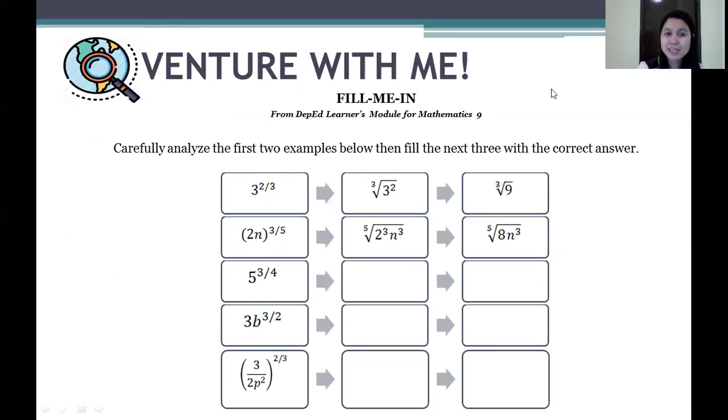Now, you see the pattern, 3 to the power of 2/3. Where do you see the exponent's numerator? Here. Where do you see the exponent's denominator? This one. How about the second one? Let's check. Where do you see the exponent's numerator? And where do you see the exponent's denominator?